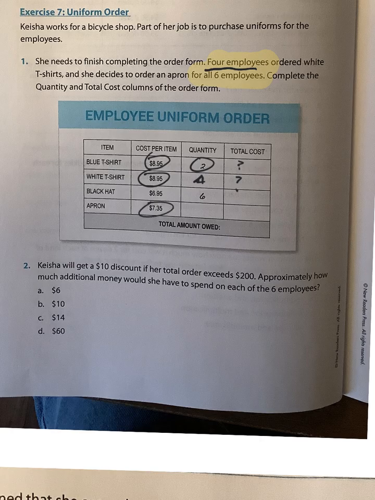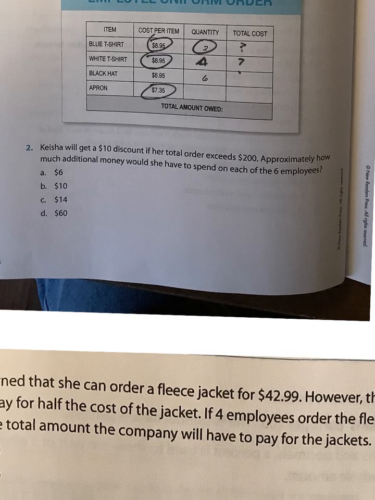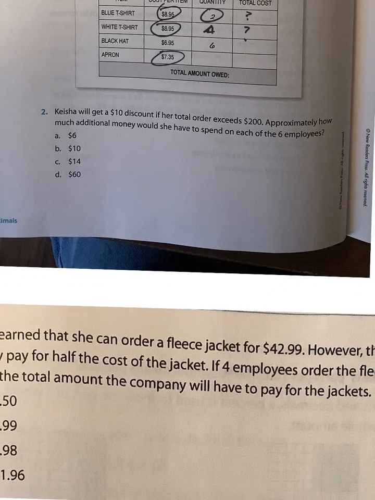Okay. So Keisha will get a $10 discount if her total order exceeds $200. Approximately how much additional money would she have to spend on each of the 6 employees? So obviously the amount she spent up here is not $200. So she has to spend some additional money on each of the 6 employees. So we're not talking about how much more money she has to spend in total. We're asking how much more she has to spend on each of the 6 employees.